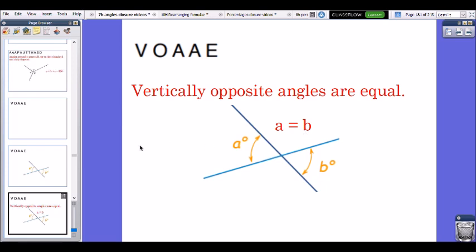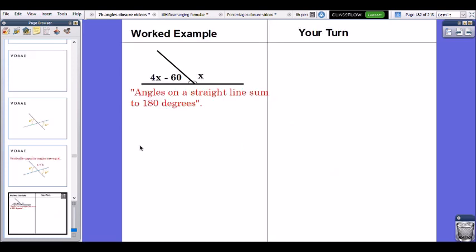We're going to be using these facts to form equations and solve angle problems today. So let's do some examples. I'm going to try one, and then you're going to pause the video and try your own. So first of all, I have two angles on a straight line. So do we see these two angles? They make a half turn.